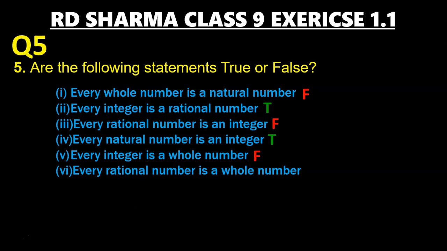Lastly, every rational number is a whole number. That is false, because rational numbers such as 8 by 6 is not a whole number.